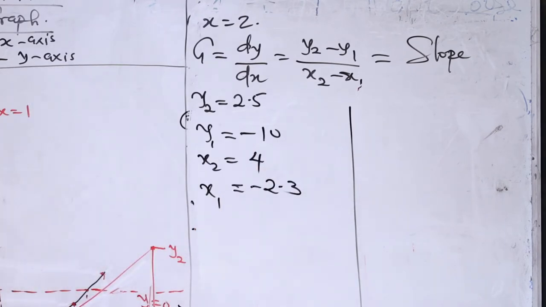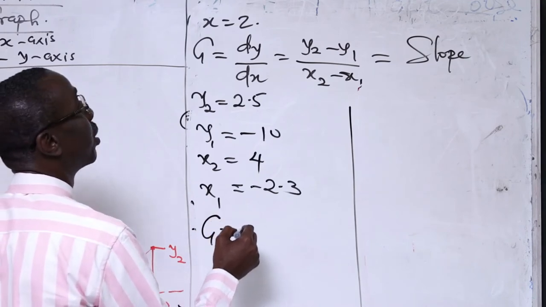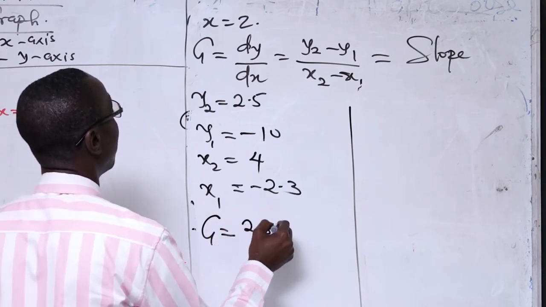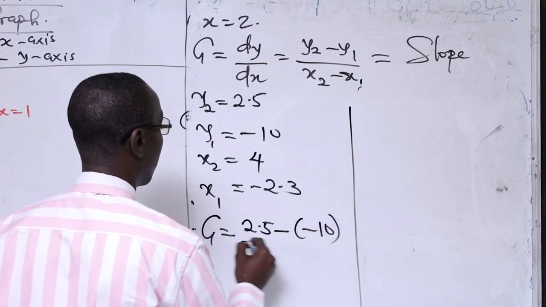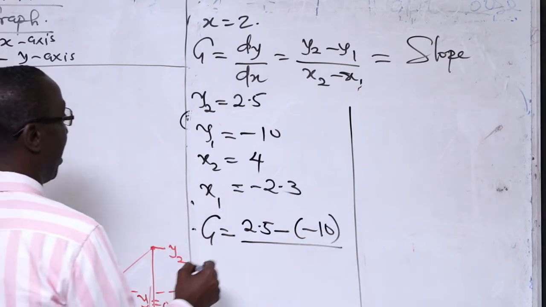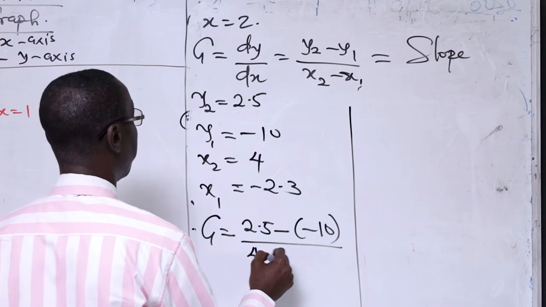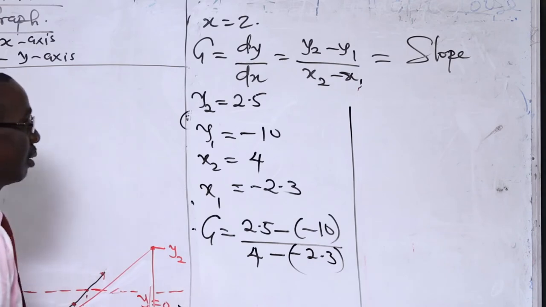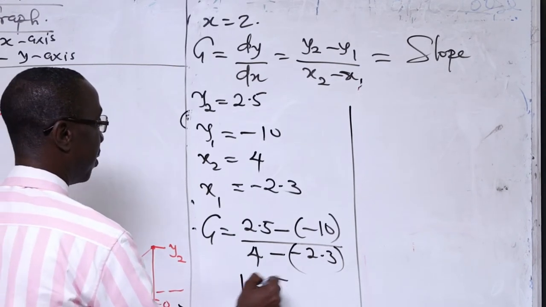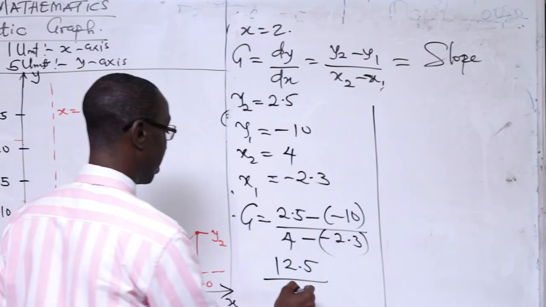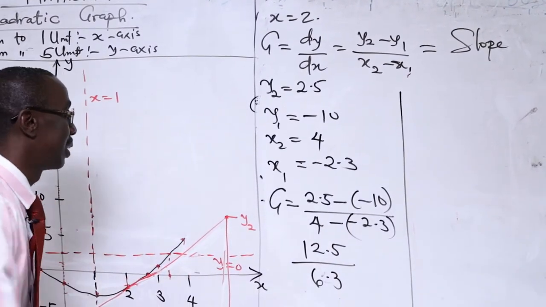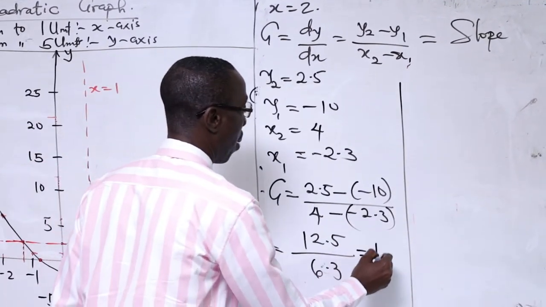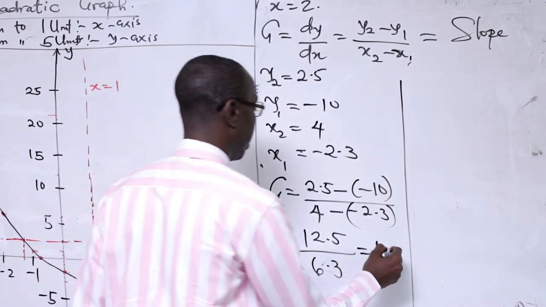Let's substitute now. The gradient will now be y2 minus y1. That is 2.5 minus minus 10 over 4 minus minus 2.3. This is 12.5 over 6.3. And what is the value of this? 1.98. Okay, that's somebody's gradient.